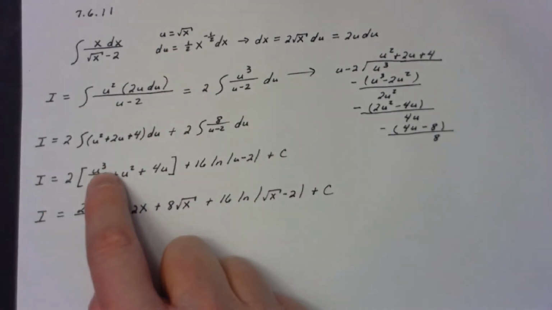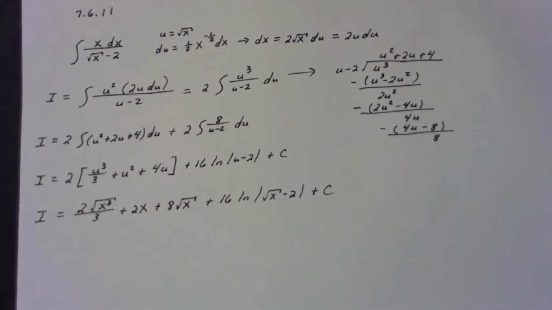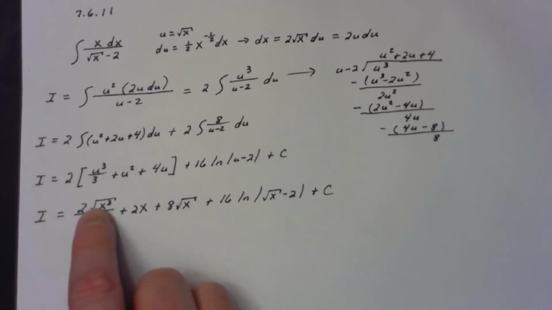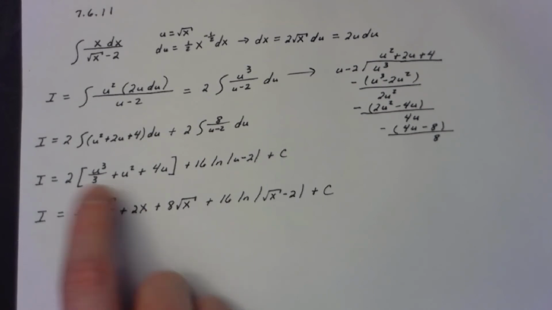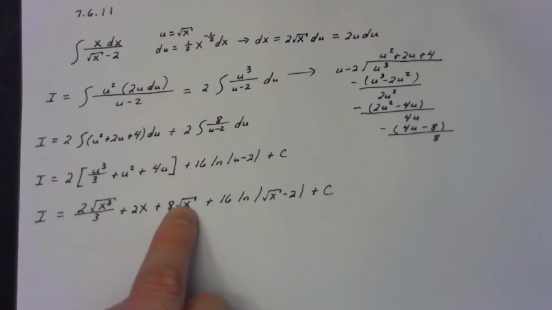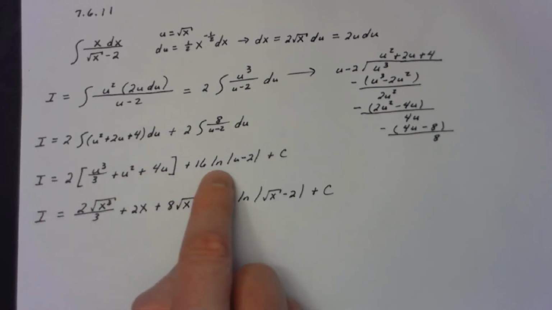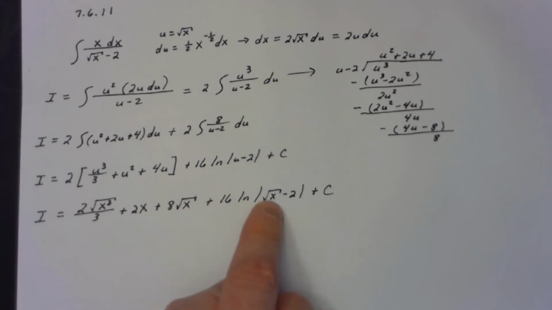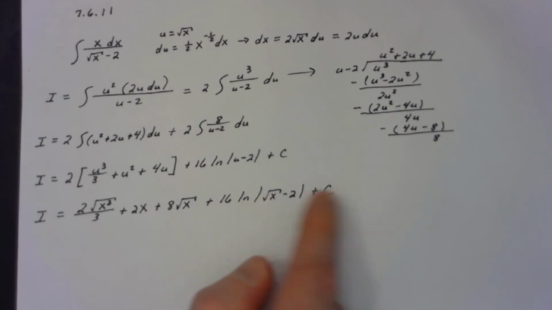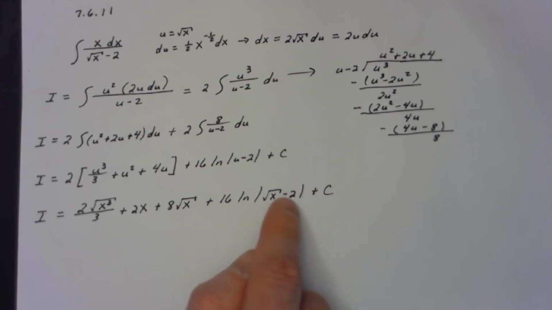So in this first one, if u is the square root of x, then that's going to be the square root of x cubed times the 2/3 out in front. So I said 2/3 on the root of x cubed. The second term, the square root of x squared is just x. You're going to have a 2x. The next term, you're going to have 8 on the root of x. Then, of course, we have our plus 16. We put the root of x in for u, so plus 16 natural log of the absolute value. You need to remember the absolute value of the root of x minus 2 plus your constant of integration.